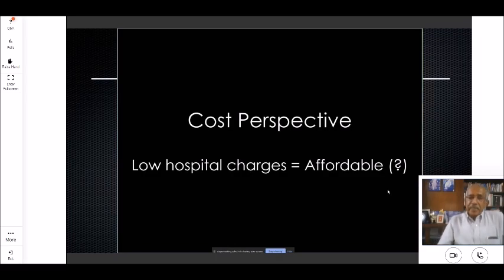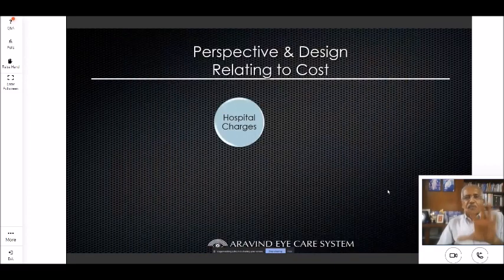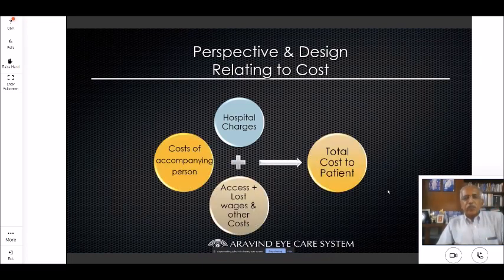So we realized that making it free also may not be affordable, because there are a lot of other costs that happen when a patient accesses care. Now, one part of it is what the hospital charges, and even if it is zero, there are other costs. There are costs of the accompanying person, and then there are costs associated with lost wages, because the bulk of these people are daily wage earners. And then you have transportation cost and food cost and all kinds of things. So this is the total cost to the patient.